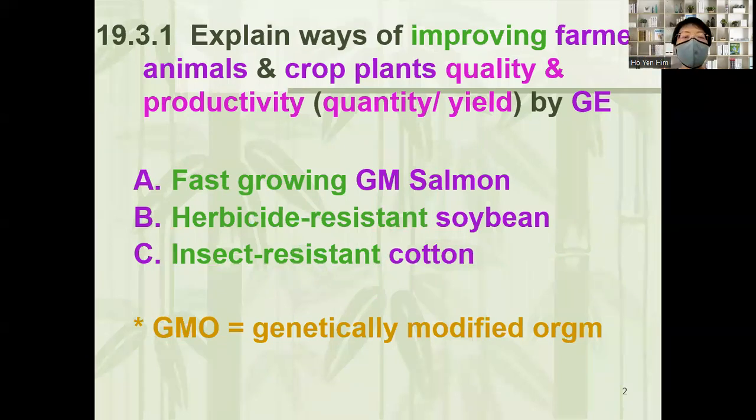So the three GMOs you're going to learn are: A, fast-growing GM salmon, salmon that grows very fast. B, herbicide-resistant soybean. When you spray herbicide, all plants will die, only this soybean will survive. C, insect-resistant cotton. That means when the insect feeds on the cotton, the insect dies. GMO stands for genetically modified organism.